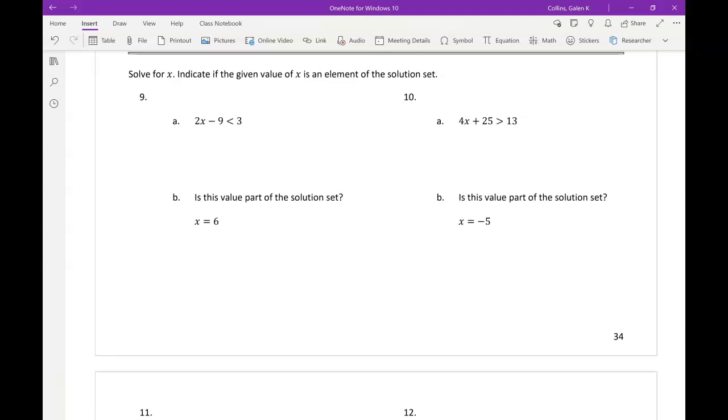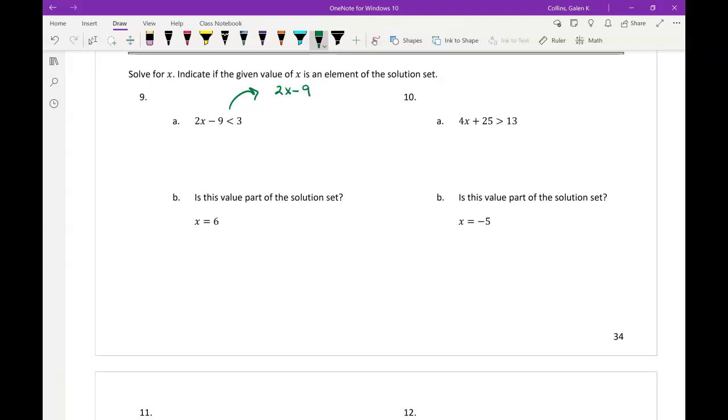There are multiple other ways that we could solve an inequality though. So in number 9, we're asked to solve for x and then indicate if that value that we're given is part of the solution set. So what I am strongly proposing we do is that we could rewrite first this equation, where 2x minus 9 is equal to 3. Because if I know the value of x that would make this equal to 3, I could easily test on either side of that to see which inputs would be creating a true inequality here.